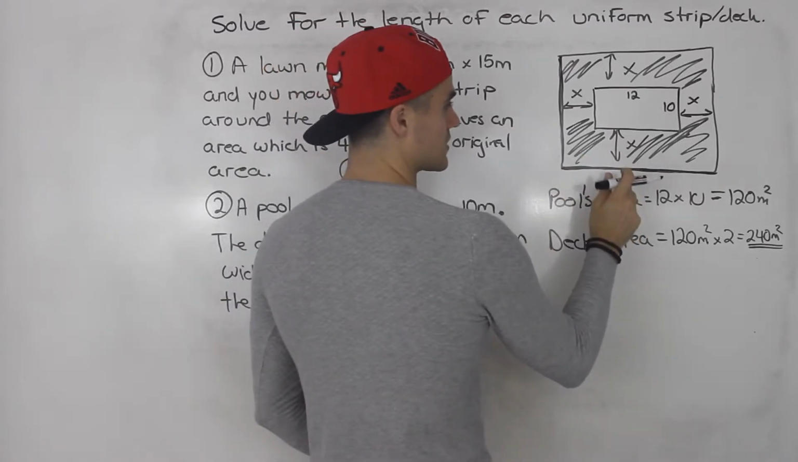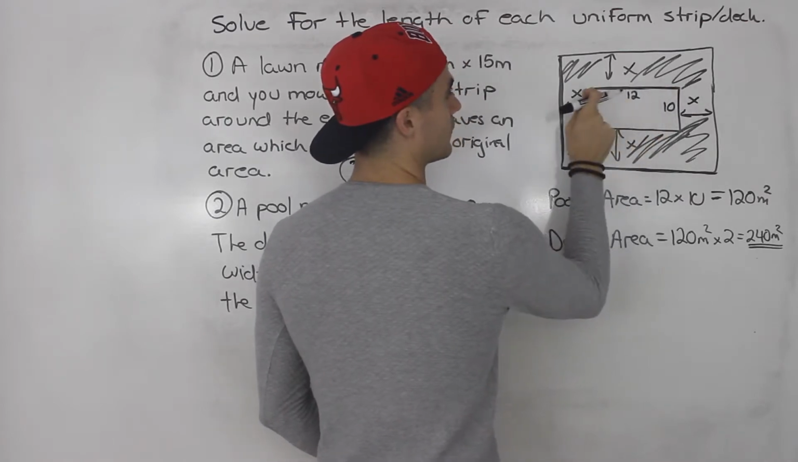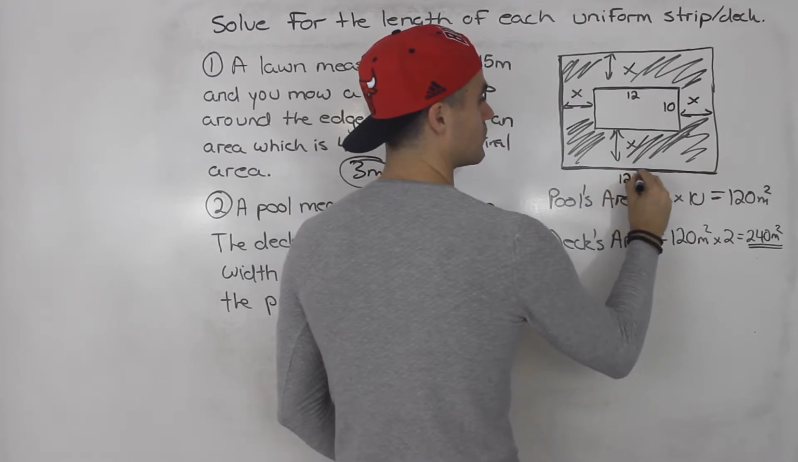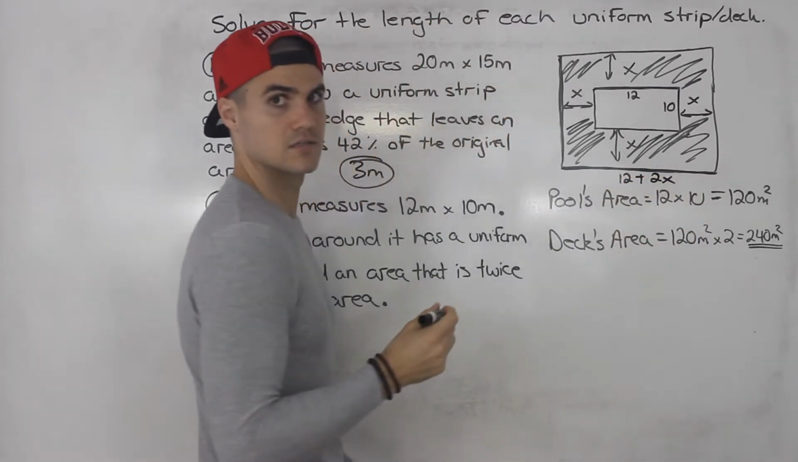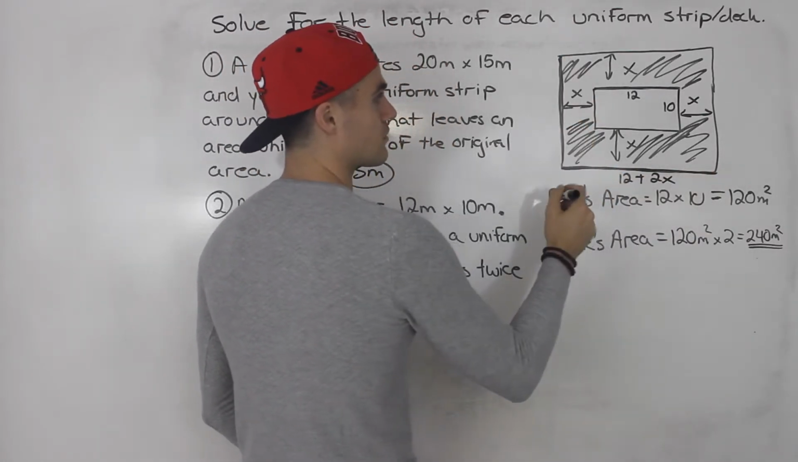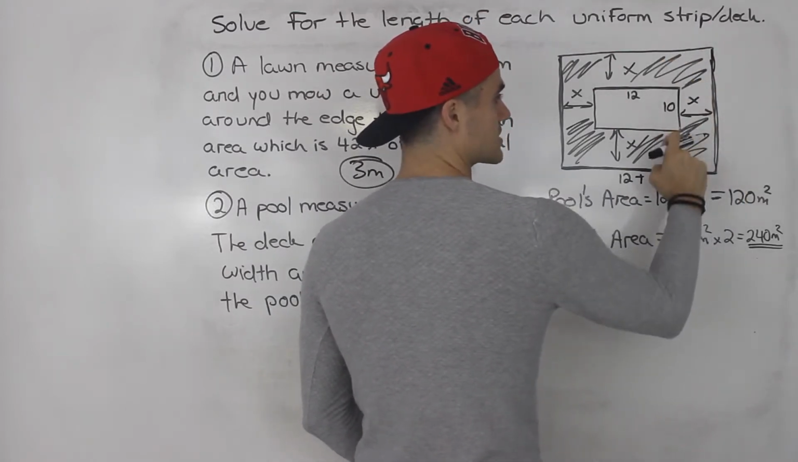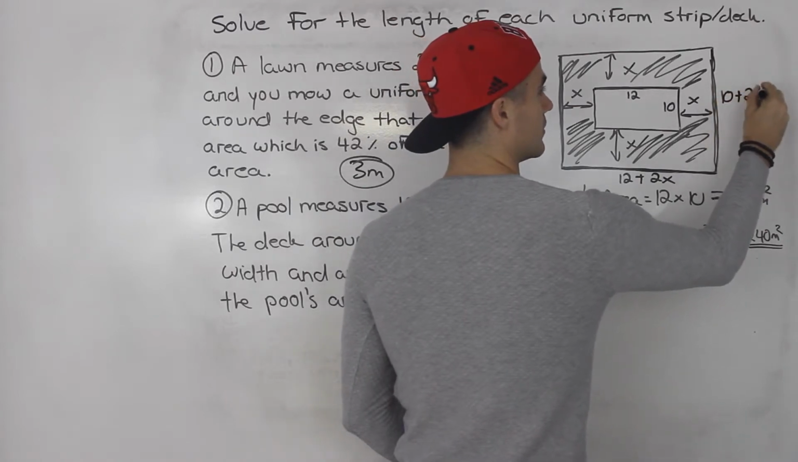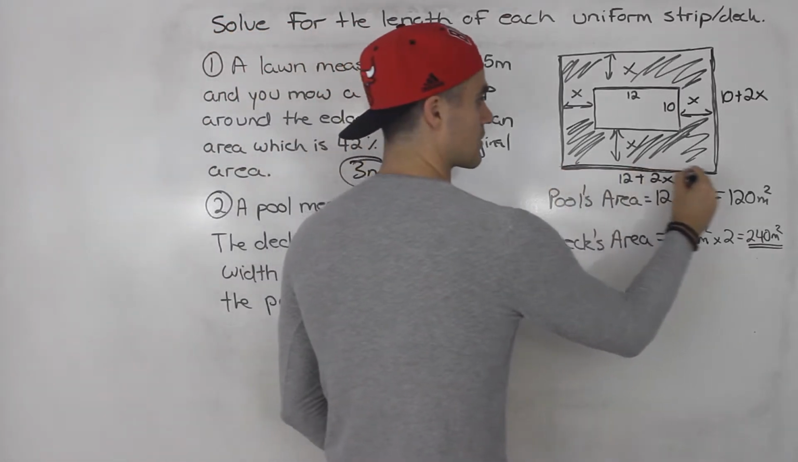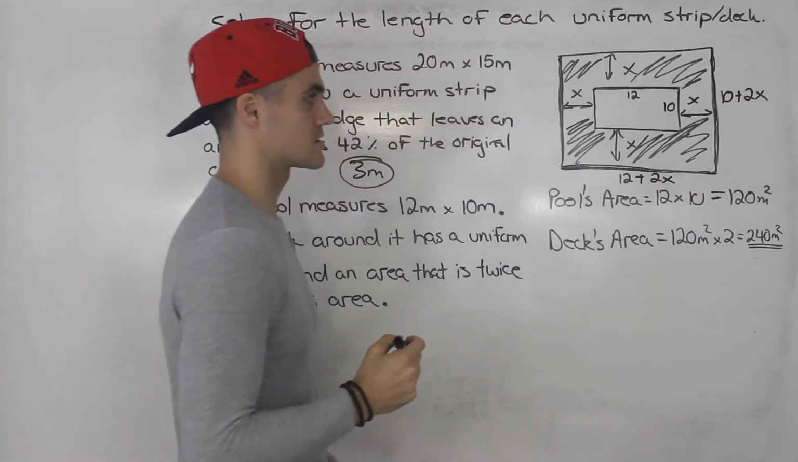Well, in terms of the length, we know the length of the pool is 12. So if we take 12 and we add x, that would give us this length here. So it would be 12 plus 2x. That's going to be the length of this large rectangle here. Similarly, the width is going to be 10 plus 2x. So this large length is 12 plus 2x, this large width is 10 plus 2x.